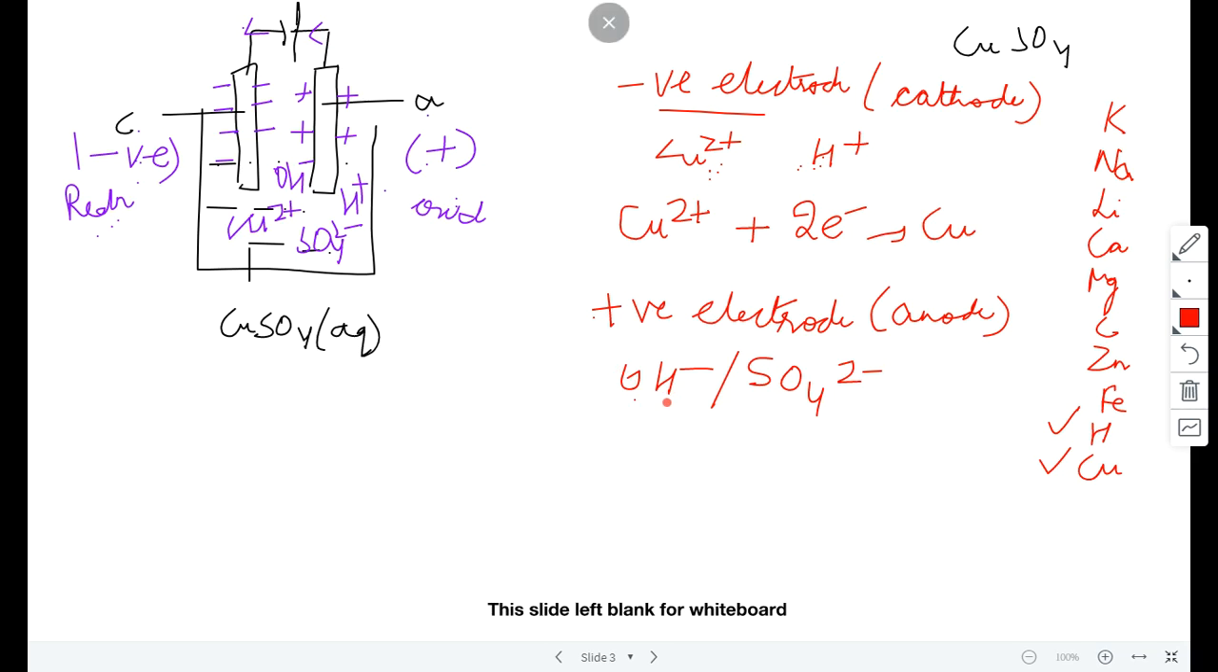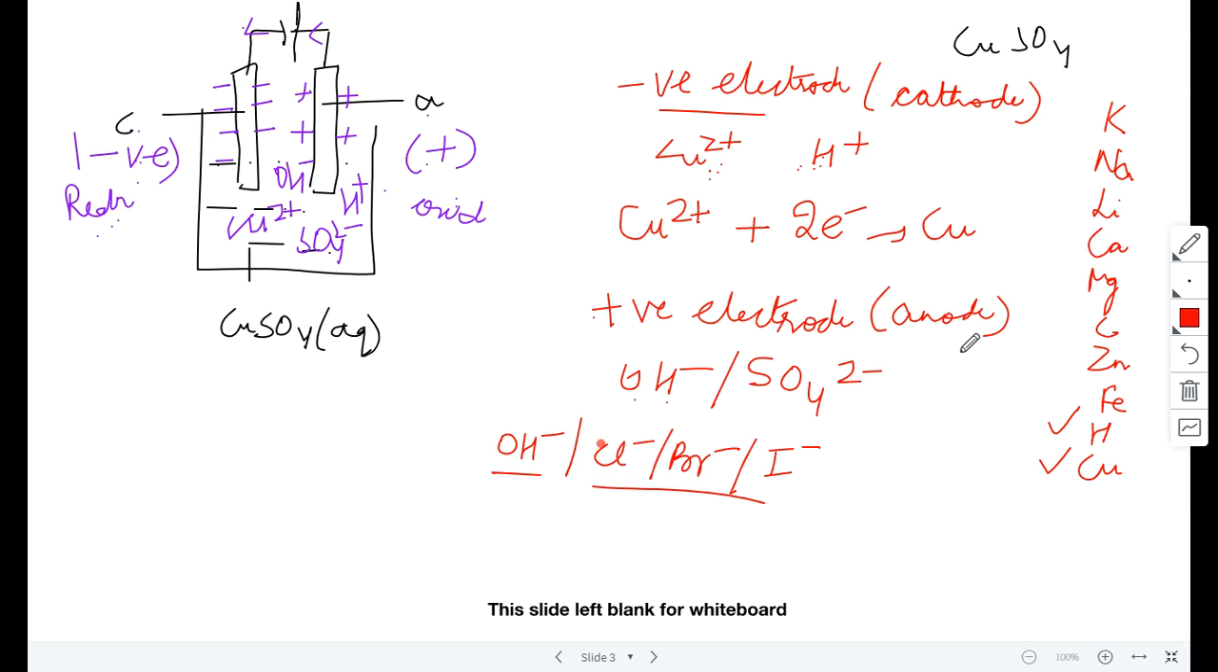Now if OH negative ions and halide ions are there, which ones are halide ions? The halogens, you understood? Halide, yes. When they are present, then molecules of chlorine, bromine and iodine will be formed. If any of these is present, then these will be formed.